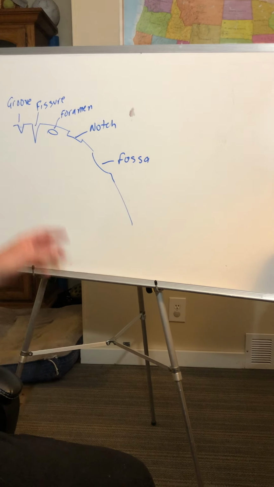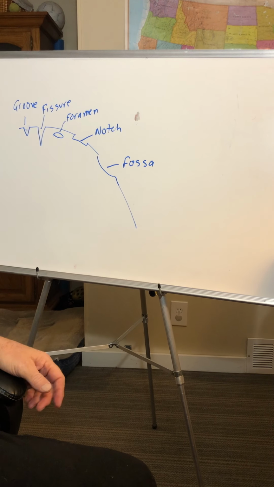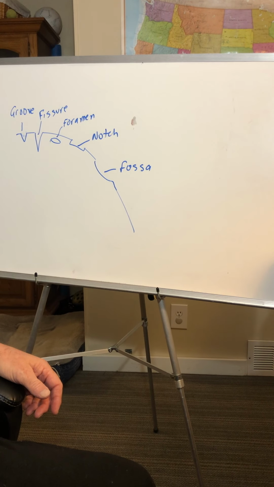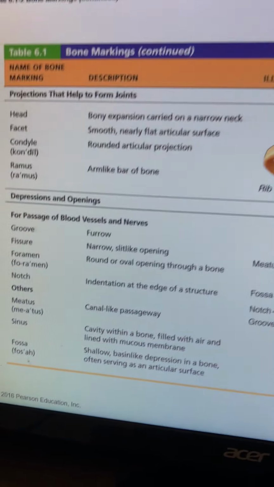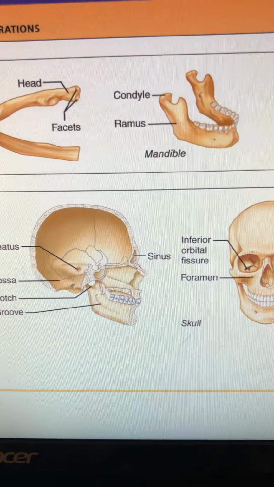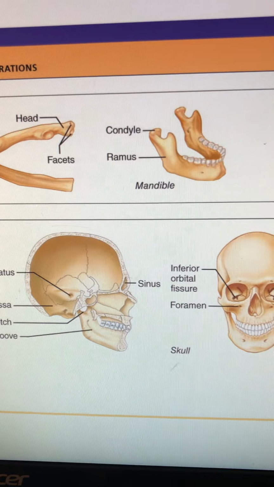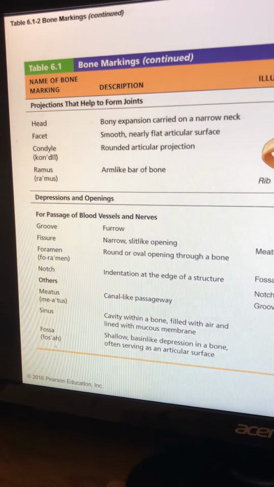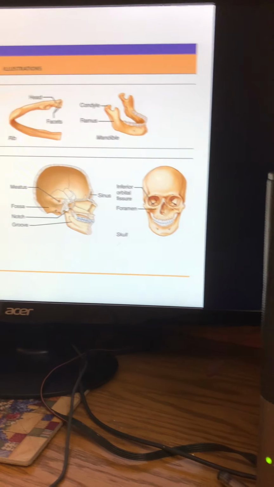The next one is a notch. Whereas some places we have a groove, some places will have a notch, which is basically just an indentation at the edge of a structure, or a notch that you would have in a bone. As you're looking down there, the next one is called a meatus. The meatus is going to be your ear hole. On the other side of that mid-sagittal cut head there would be your ear. If you stuck your finger into your ear, there's a hole, and the hole actually goes into your skull bones. So the external auditory meatus is a canal-like passageway.